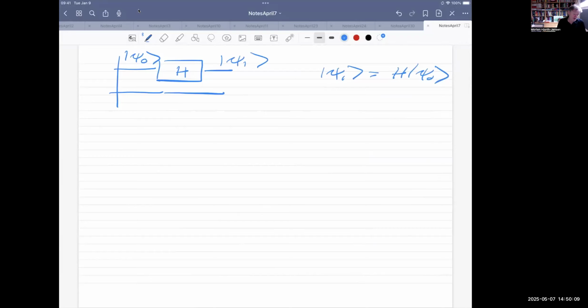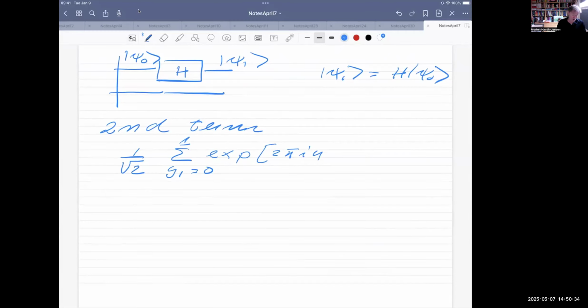Now, what's useful is to take a look at the second term, because then we can quickly see what kind of gates this will correspond to. So the second term, which we had, reads as 1 over square root of 2, and then I have a sum of y1 equals 0 up to 1. And then we have the exponential of 2 pi i times y1 plus x1 divided by 4 here. And this term actually acts on the second qubit.